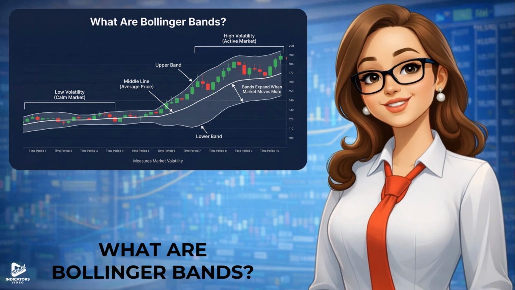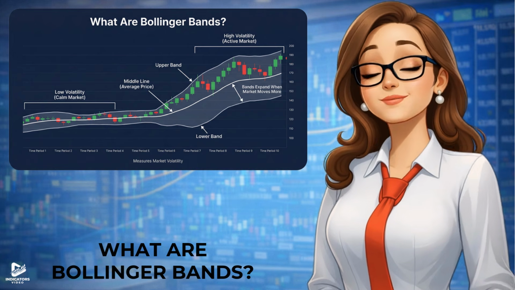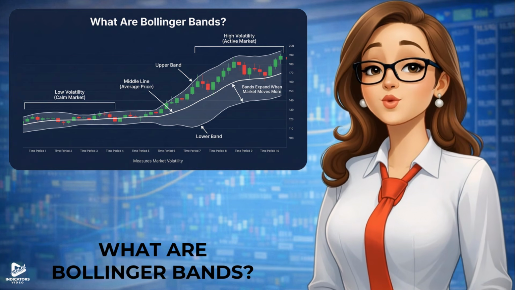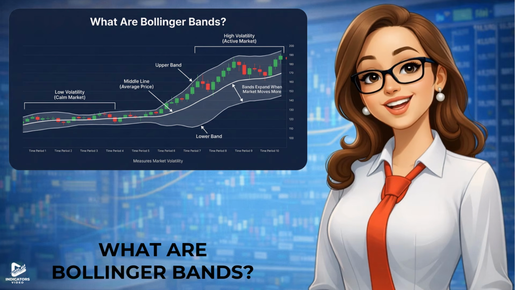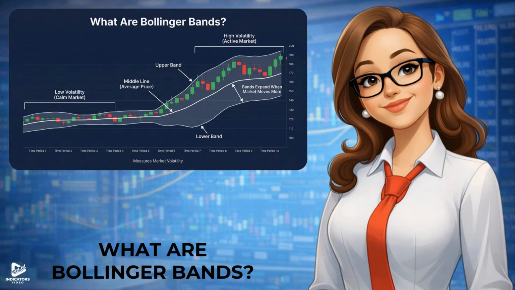So Bollinger Bands do not predict direction. They measure energy in the market. More movement means wider bands. Less movement means tighter bands. And that change in energy is what traders watch closely.